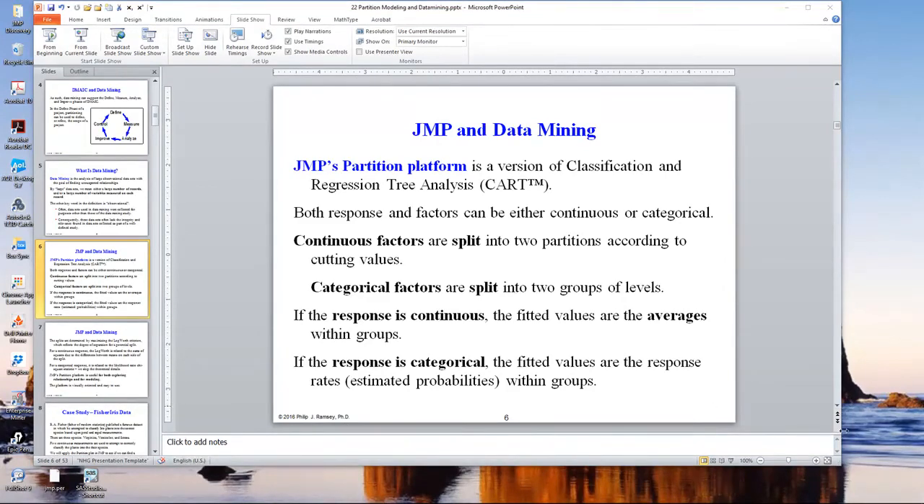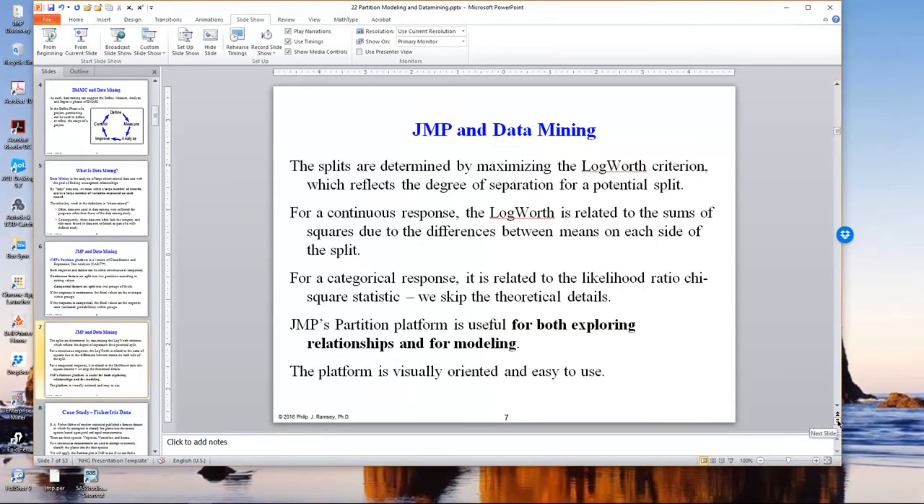So that's the basic idea. And again, I'm going to mostly demonstrate this by example. The idea is we look through all the potential predictors, we find ways to partition their scale of measurement in such a way that it explains the most variation in the response, and we measure their ability to predict the response in terms of something JMP calls a log worth.